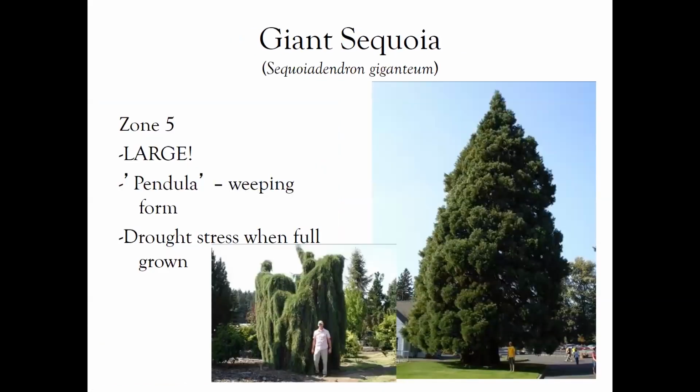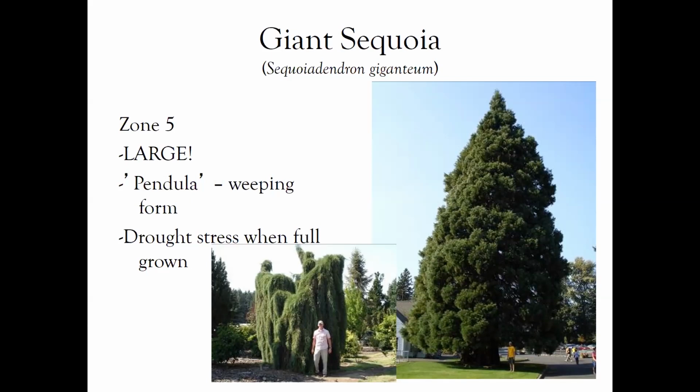Giant sequoia, Sequoiadendron giganteum. These are zone 5 trees, so in the warmer parts of Utah, these will do okay, but the higher mountain areas probably not. These are huge trees. Obviously, in the Pacific Northwest, this is one of the major species, one of the 2 main species in the redwood forests up there.